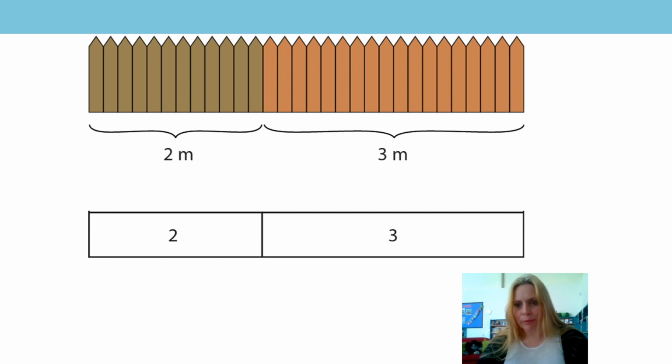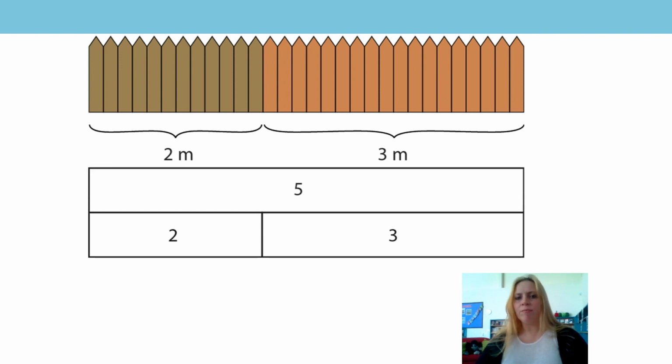Can't have them escaping around the school, can we? So 2 plus 3 will give us our sum and tell us how long the fence is altogether. And it is 5 meters altogether. This fence altogether is 5 meters long. I could write that as an equation as well, couldn't I? I could write 2 plus 3 equals 5. So that could be my first equation.